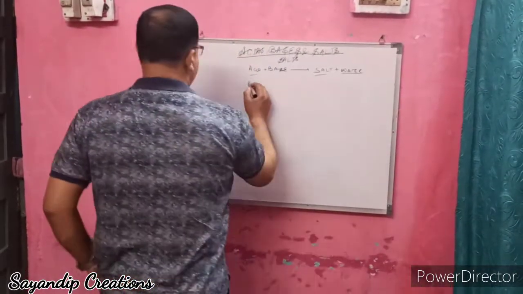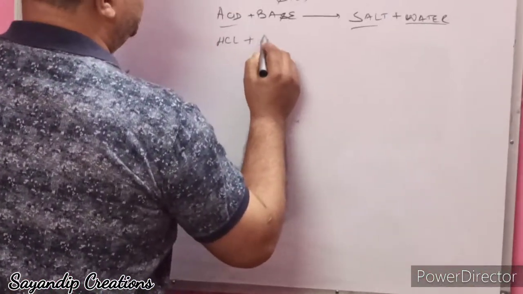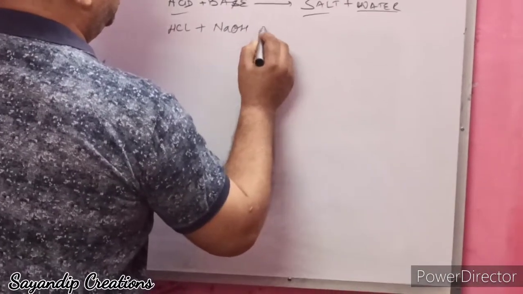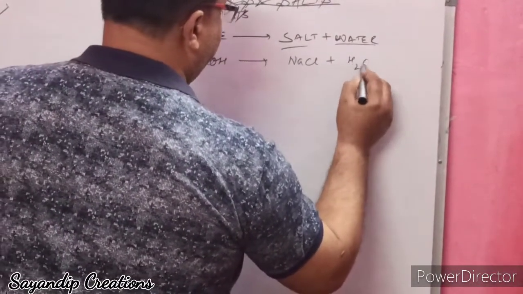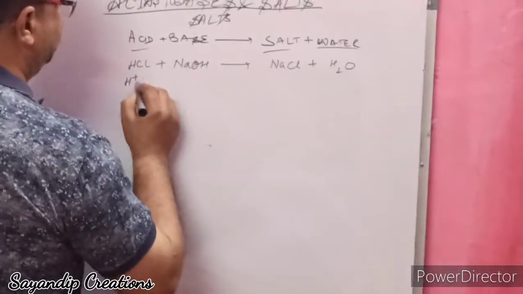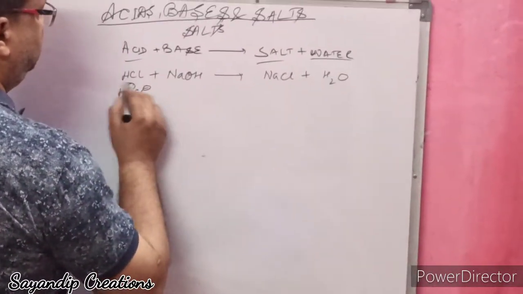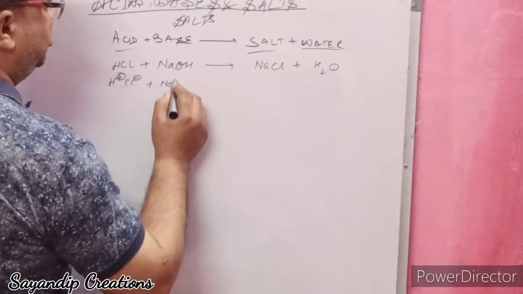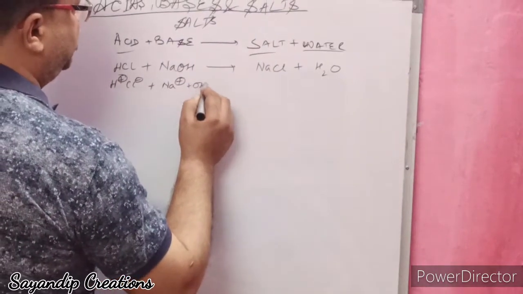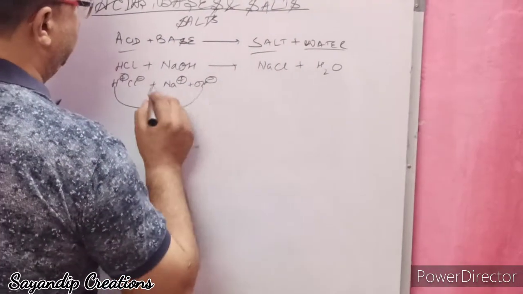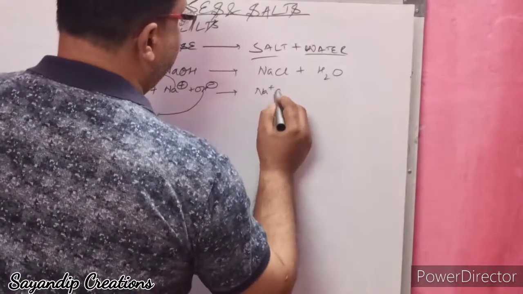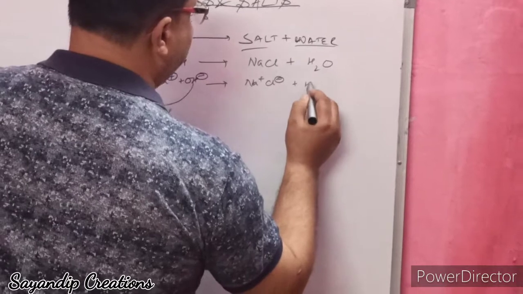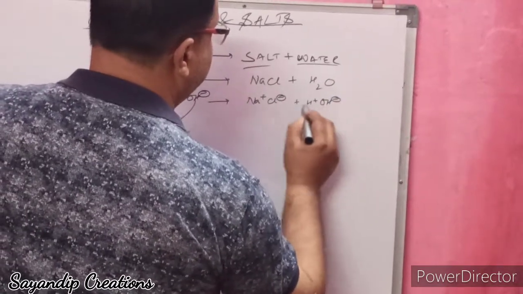Suppose if I take HCl plus NaOH, it forms NaCl plus H2O. HCl dissociates into H+ and Cl-, NaOH dissociates into Na+ and OH-. This combines with this and this combines with this. So it forms Na+ Cl- plus H+ OH-.